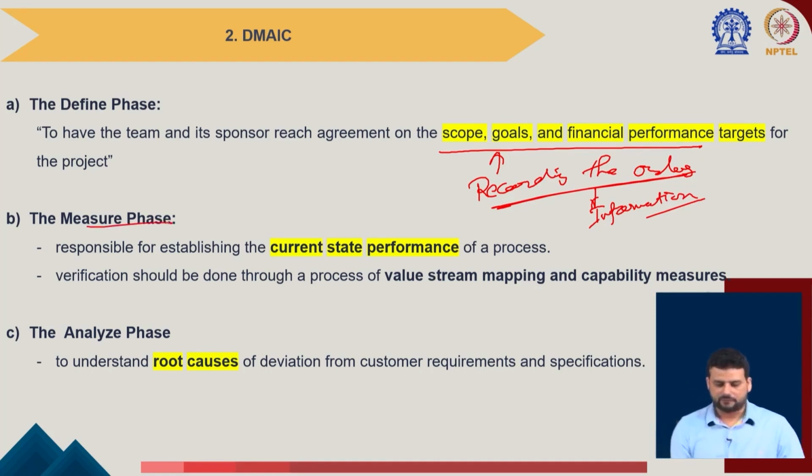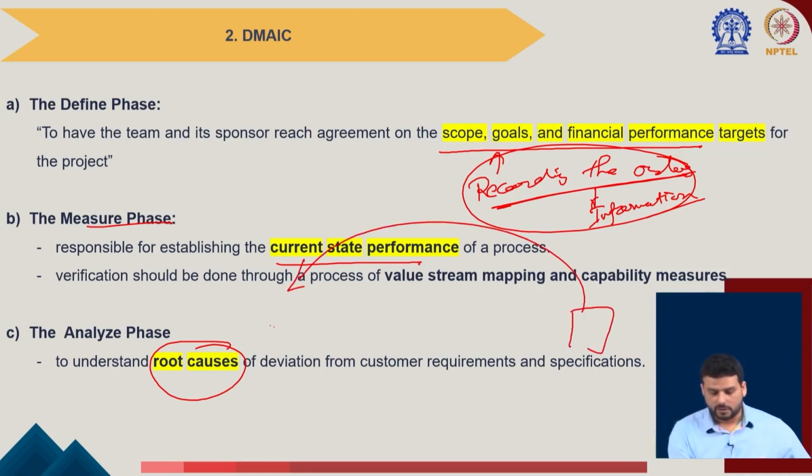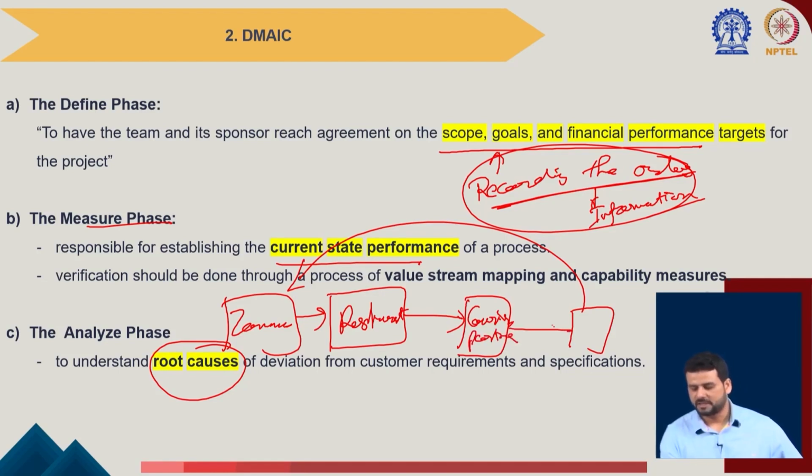Then measure the phase. What is the current state of performance? How many times we are recording wrong orders, right? And what are the reasons, right? We need to identify the root cause, why that is happening. So we need to understand the complete cycle from customer, their order is coming to, let's say, Zomato, right? Zomato is again sharing this information with the restaurant. Restaurant again sharing information with the courier partner that now the product is ready to be shipped, and then it is finally reaching to the customer.